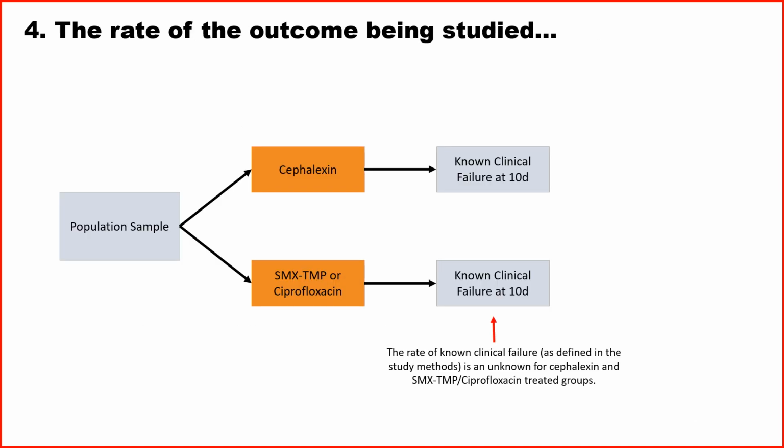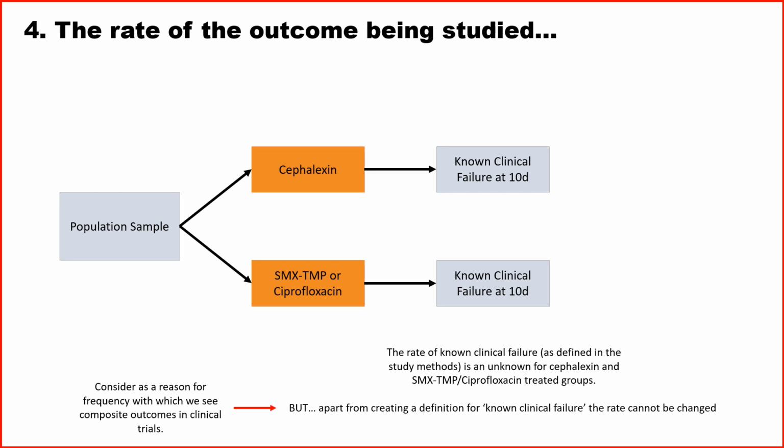So again, consider that the rate of known clinical failure is unknown for the cephalexin and Bactrim ciprofloxacin treated group. But apart from creating a definition for known clinical failure, we really can't change this rate. It's not something that we can manipulate in terms of our study design. So consider this as a reason for the frequency with which we see composite outcomes in clinical trials.